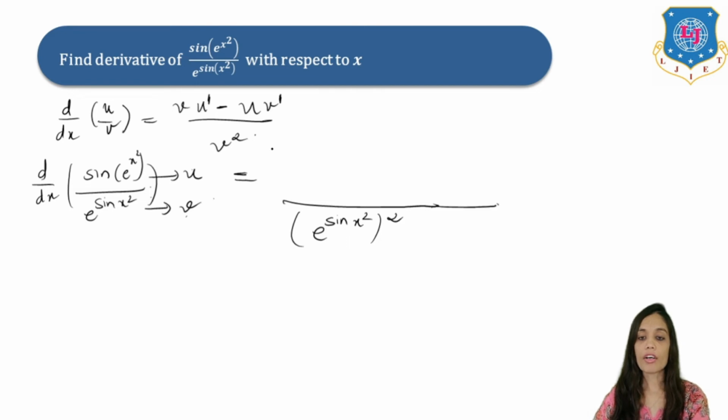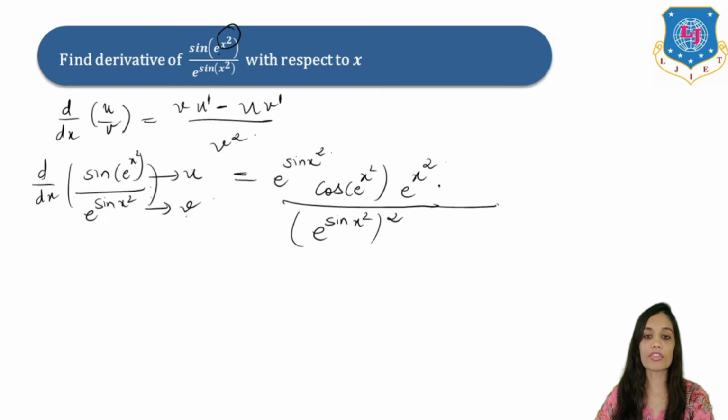Fine. Now, e raised to sine x square will remain as it is. You have to do the derivative of this. Firstly, do the derivative of sine. It will be cos e raised to x square. Now do the derivative of brackets, that is of e raised to x square. It will be what? E raised to x square. And lastly, do the derivative of x square. It will be what? 2x. Is it clear? Now minus.